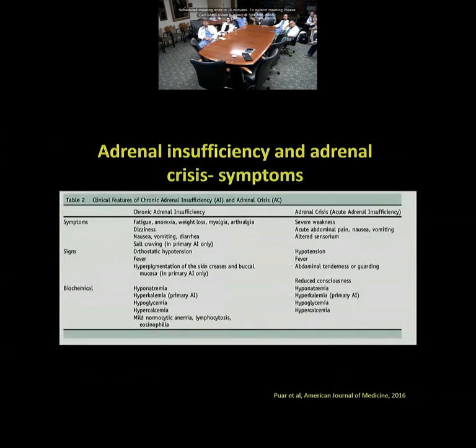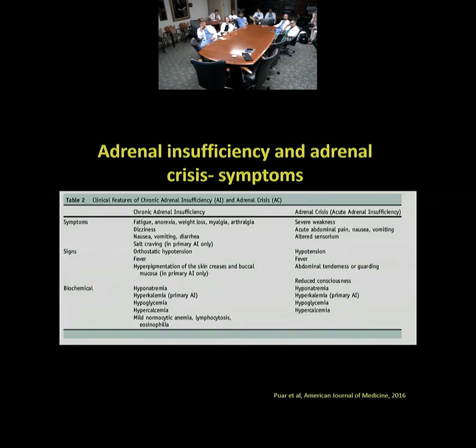So the people with chronic adrenal insufficiency, they have fatigue, loss of appetite, weight loss, muscle pain, they're dizzy, they have nausea, vomiting, diarrhea, they crave salt, they have orthostatic hypotension. If the adrenal insufficiency is primary, they have elevated ACTH, right? So they are hyperpigmented because the ACTH is produced with melanocortin. So you will have a lot of MSH that stimulates the melanocytes. You will have hyponatremia, hyperkalemia, hypoglycemia, hypercalcemia, and anemia.